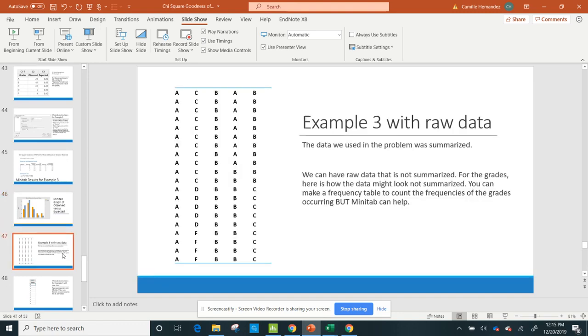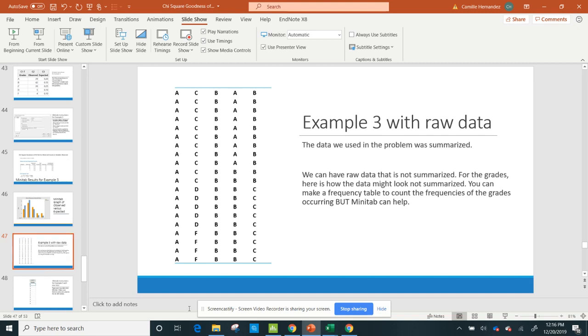But now, what if I have raw data? What if you weren't given the summarized data, but you were given this hot mess of data and you're like, I don't know what to do with it? Minitab makes it easy for you to handle. And think of it this way. If you're given an Excel file with a ton of data, do you want to have to make a frequency distribution and count up all those counts for each category? You might have 10 categories. You don't want to do that. Minitab makes it really, really easy for you to handle.